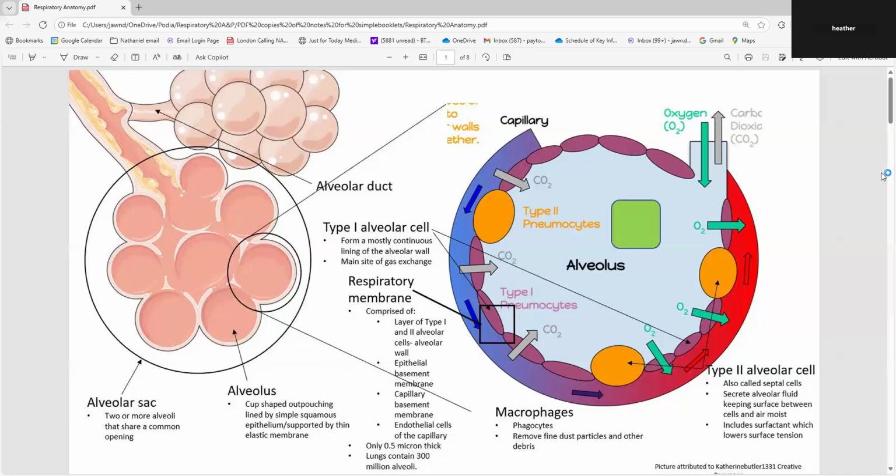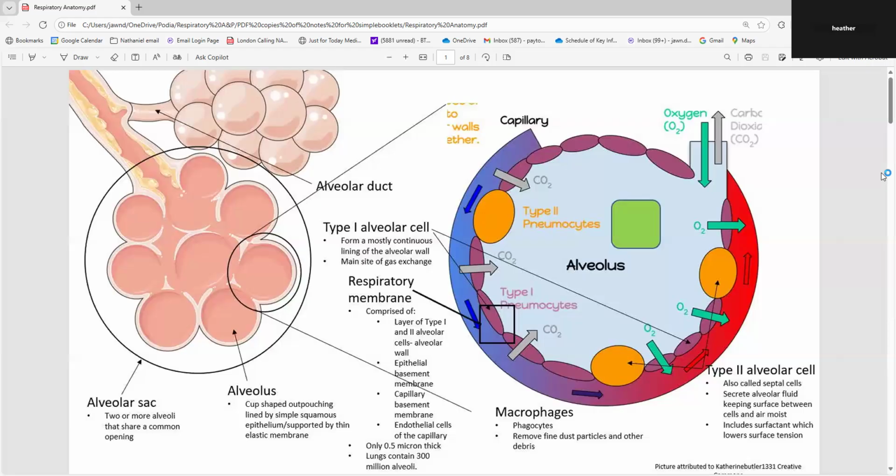Not so. 79% of what we breathe in is nitrogen. Nitrogen is useless to us as a gas. It plays no part at all in our gas exchange, but it does take up a lot of that space of the stuff that we breathe in.